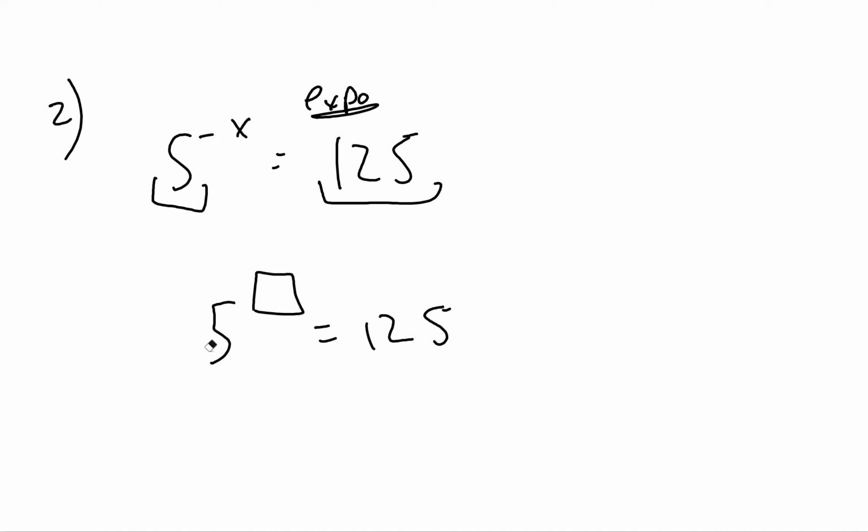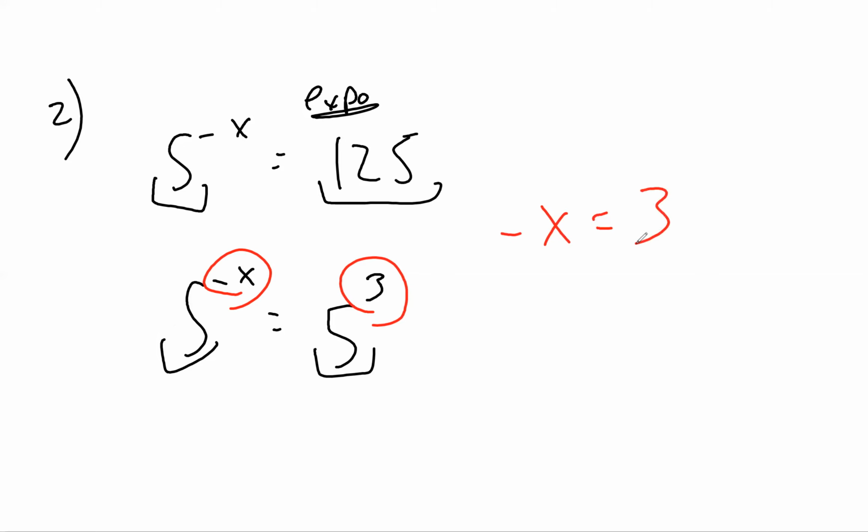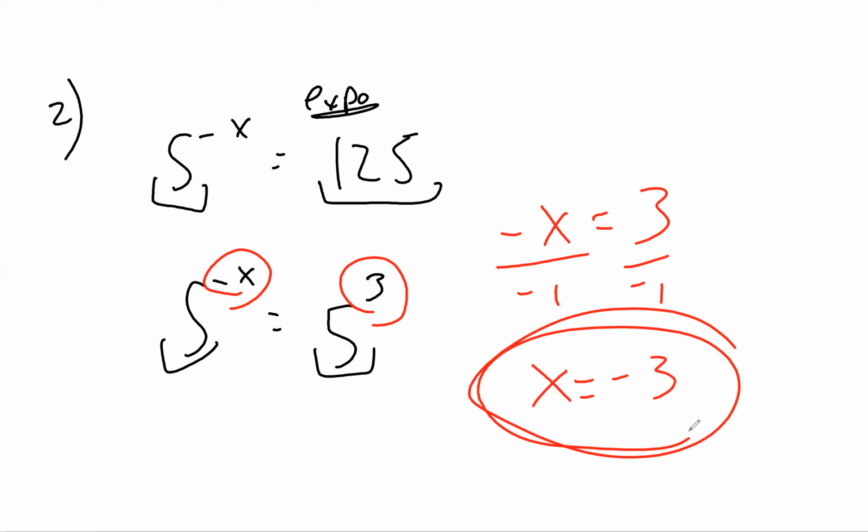So what we're going to do is, on the left-hand side, 5 to the negative x will stay exactly the same. The number 125 will turn into 5 cubed. And say, hey, look, now I have the same bases. And once I get the same bases, I take these exponents and I set them equal to each other. And so I will have negative x equals 3. But I don't want negative x. How am I going to get x by itself? I'm going to divide by negative 1. And so my x is negative 3. And now I'm done. Questions on 2?